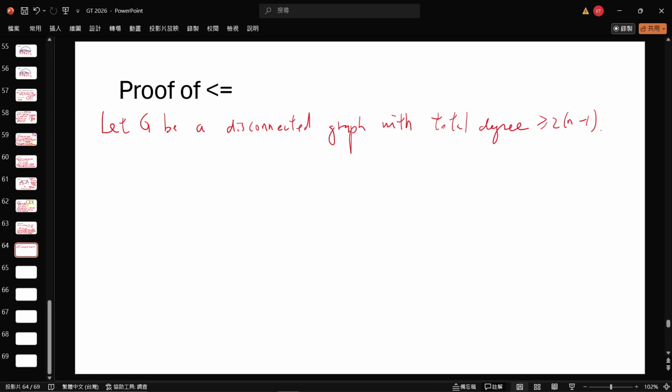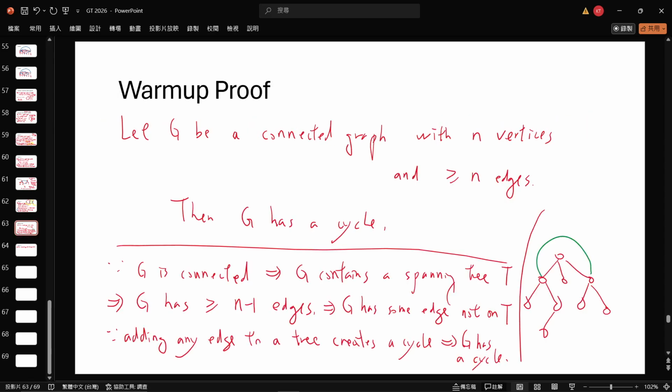So we have a disconnected graph and a total degree that is at least 2 times n minus 1. We want to show that it must have a cycle, and to do this, we can use this result. All we have to do is to show that we have a component in which the number of edges is at least the number of vertices. Then by this result, we get that this component has a cycle.